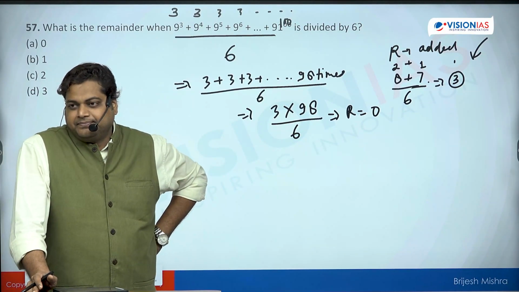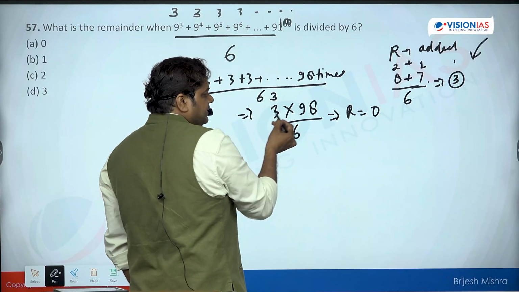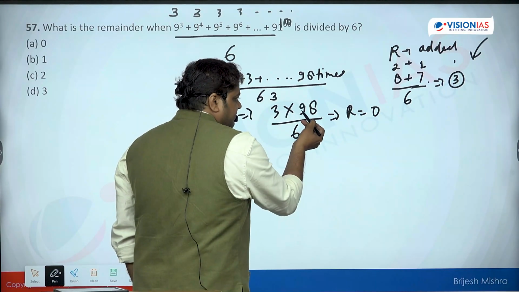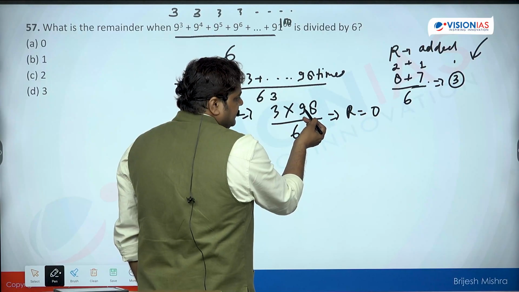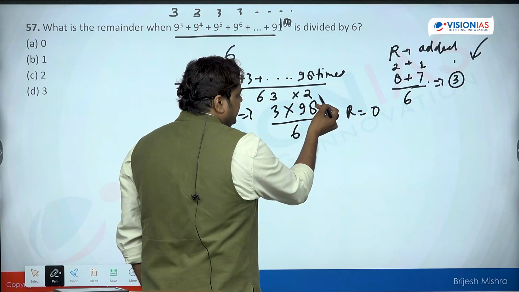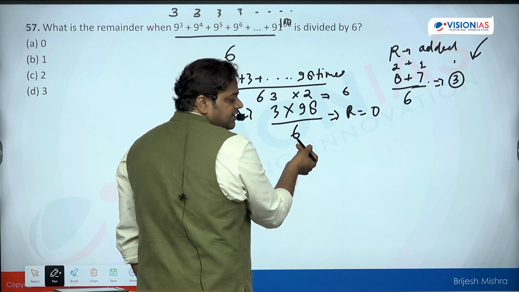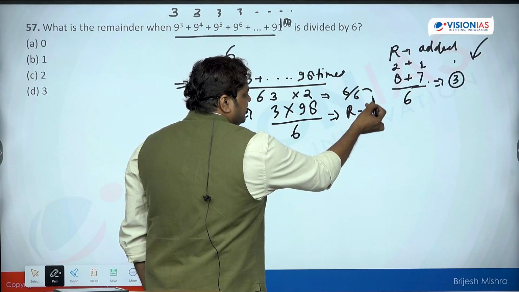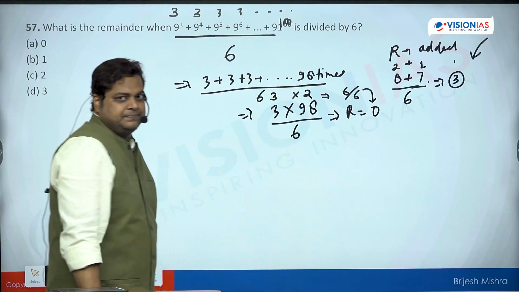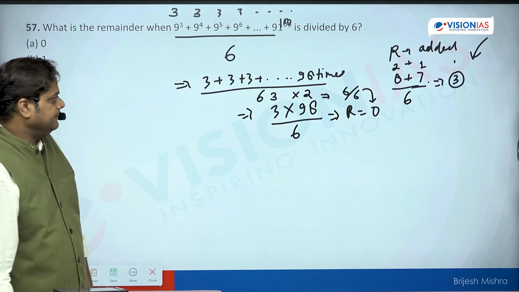ऐसे भी कर सकते हैं, इसको सिंप्लीफाई नहीं करना है. यहाँ पे रिमाइंडर we are getting 3. 98 by 6, what remainder we are getting? 6 1 6, 3 8, remainder 2. Remainders get multiplied, 3 into 2, 6. But 6 cannot be the remainder because we are dividing by 6. Again divide by 6, remainder is 0. या फिर 2 से कर सकते हैं, then 3 से कर सकते हैं, it will get simplified.